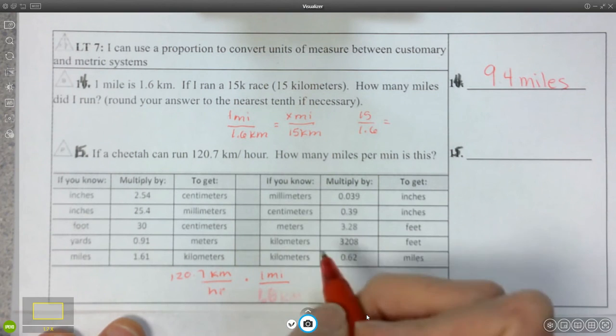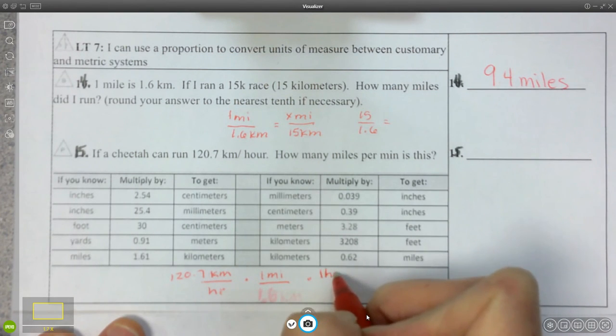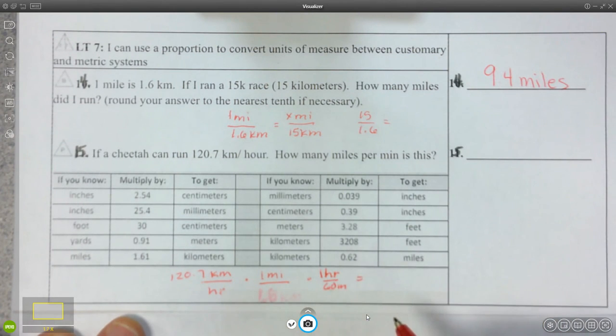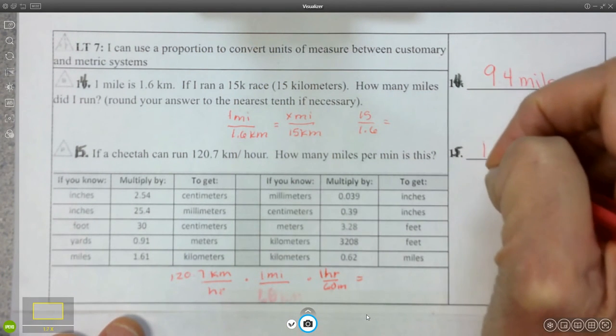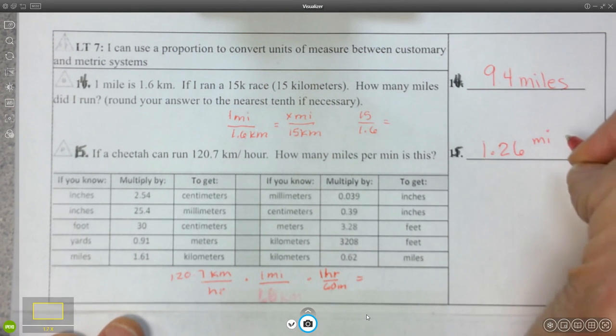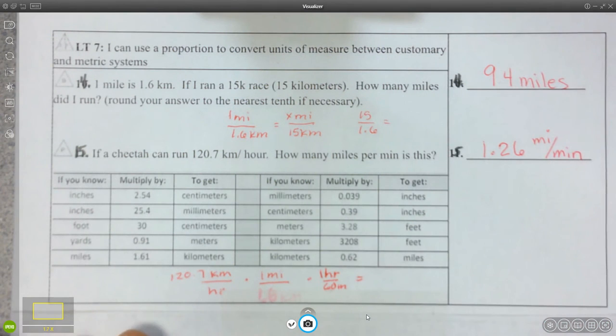And we're going to also multiply that by 1 hour is equivalent to 60 minutes. So in the end, we're going to take 120.7 divided by 1.6 times 60. And we are going to get 2 things converted there. We've changed it into miles and we've changed it into minutes. So lots of stuff going on there.